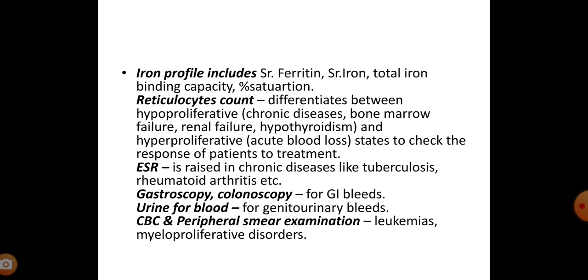So in case of microcytic hypochromic anemia, these are the investigations which are to be done. Your iron profile, then the reticulocyte count, then the ESR, gastroscopy, colonoscopy, urine for blood, CBC and peripheral smear examination.